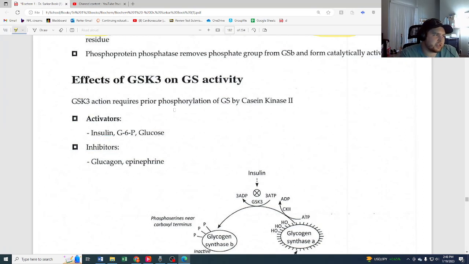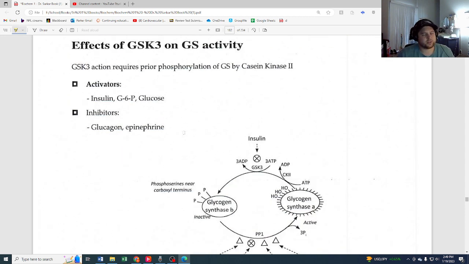So the effects of GSK3 on GS activity. GSK3 action requires prior phosphorylation of glycogen synthase by casein kinase 2. The activators are insulin, G6P, and glucose. Inhibitors are glucagon and epinephrine. Which, if you think, you really just need to know the one side, like what sort of things activate glycogenolysis, and you'll know that the opposites stimulate or inhibit glycogenesis.